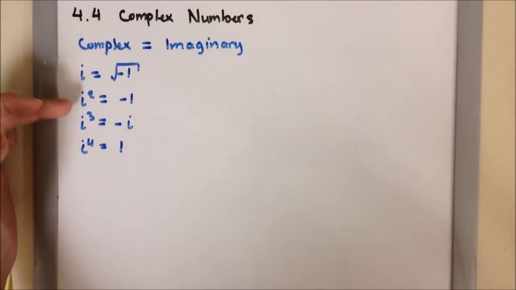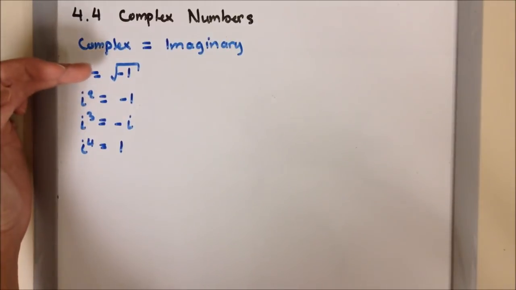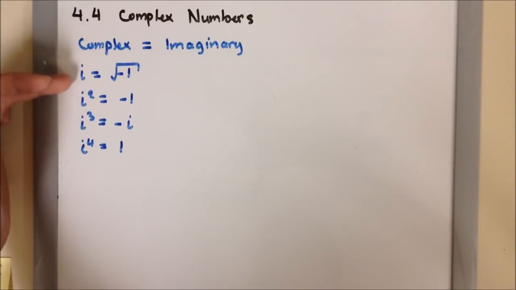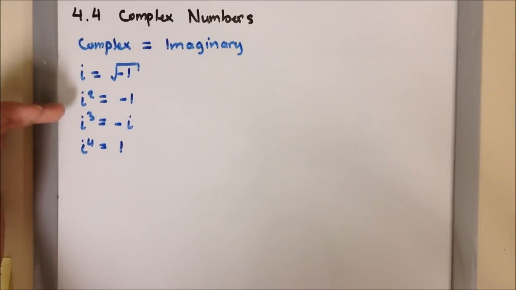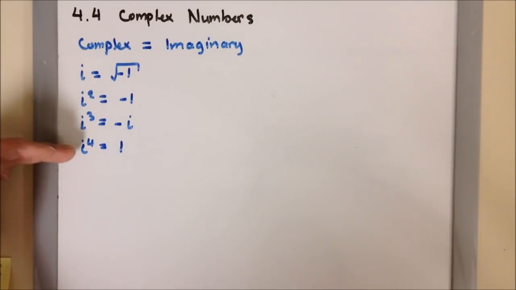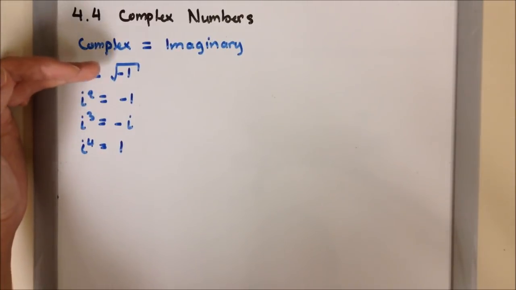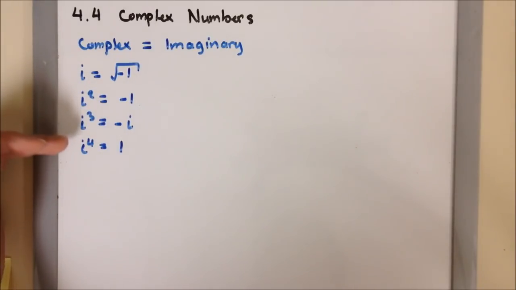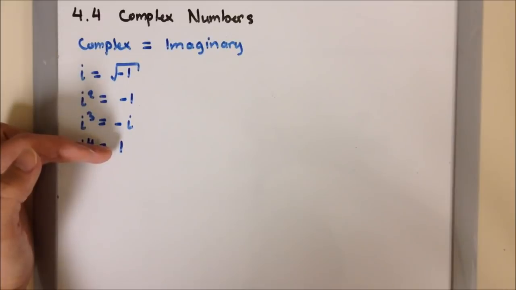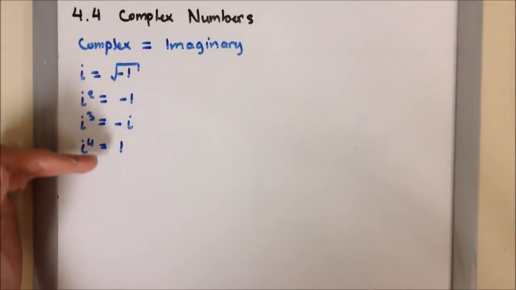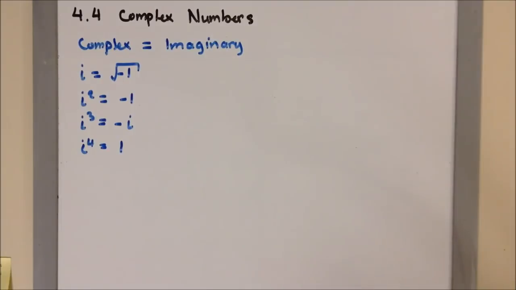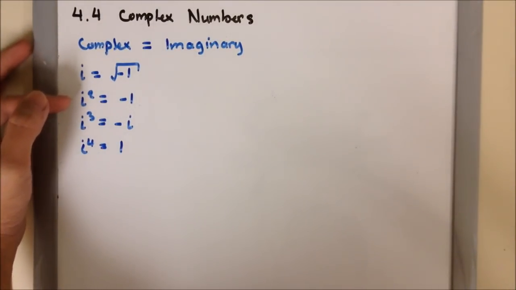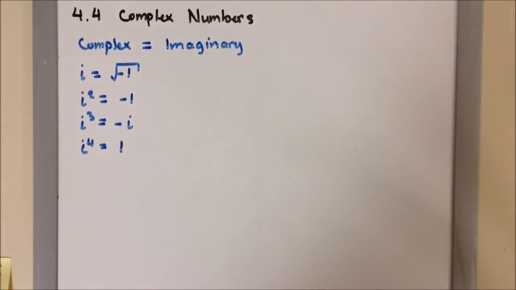So be familiar with these four i's and their corresponding values, because we're going to be dealing mainly with i and i squared. But there are some problems where you may have to work with i to the third and i to the fourth. The reason I want you to be familiar with the values is because when you're working with i squared, i to the third, or i to the fourth, it's easy to convert into these values when solving an equation or simplifying expressions, versus solving and then having your answer with i squared, i to the third, and i to the fourth.